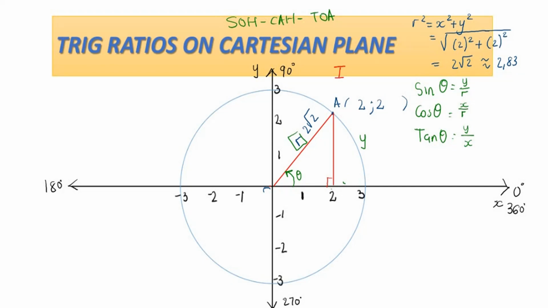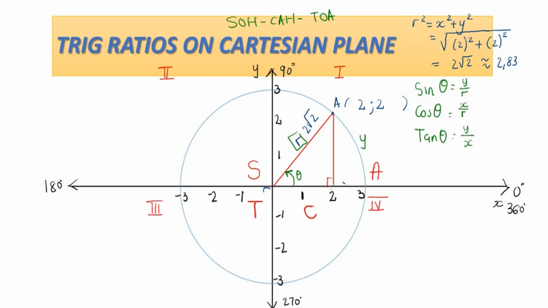So this is our first quadrant, this is our second quadrant, this is our third quadrant, and this is our fourth quadrant, right? We are told that in the first quadrant, all of the trig ratios are positive. We are taught that in the second quadrant, only the sine ratio is positive. In the third quadrant, only the tan ratio is positive, and in the fourth quadrant, only the cos ratio is positive.